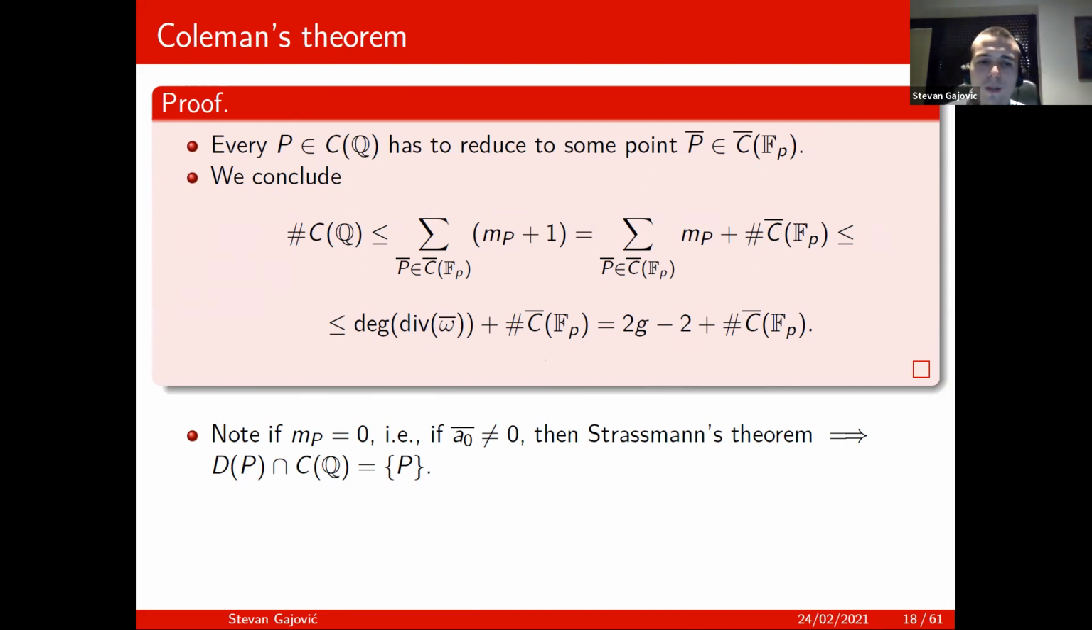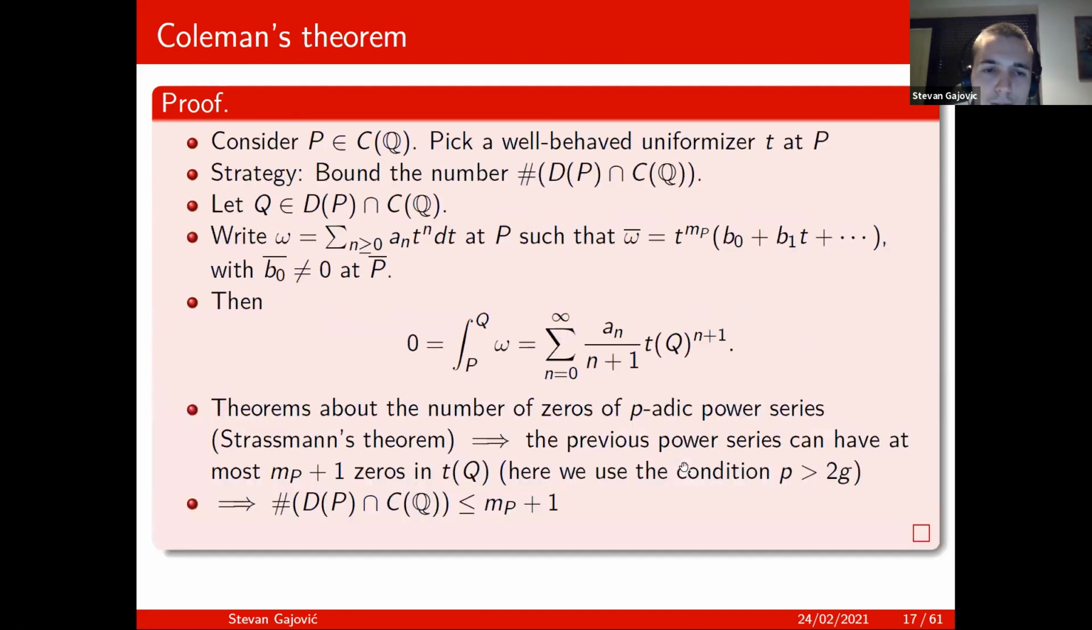What will be useful later, just to recall for Strassman's theorem: if a_0 is not 0 mod p and all others are 0 mod p, then there is at most one point in the same residue disk, and we already have P. So the bound is less than or equal to 1, and this set contains only P. This is a starting idea for symmetric Chabauty that we will see later.